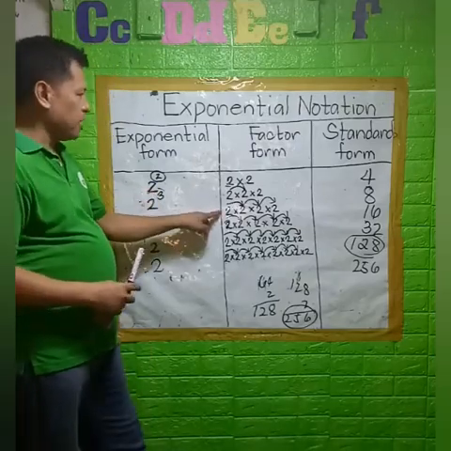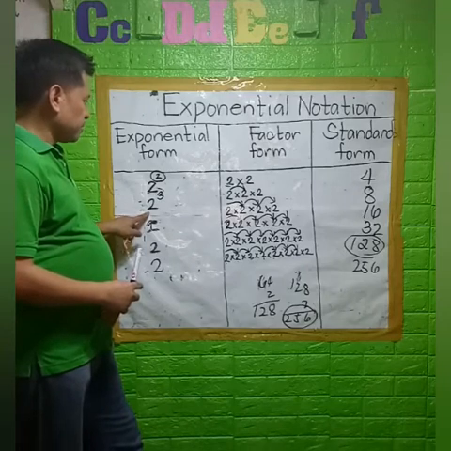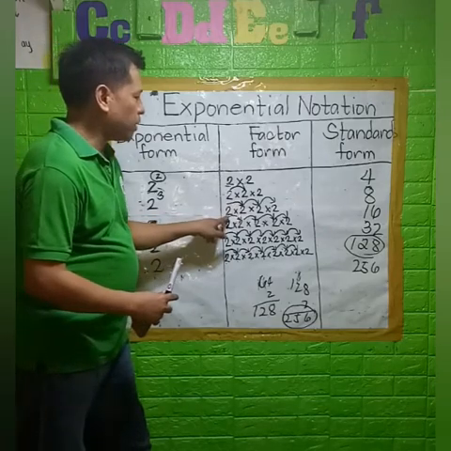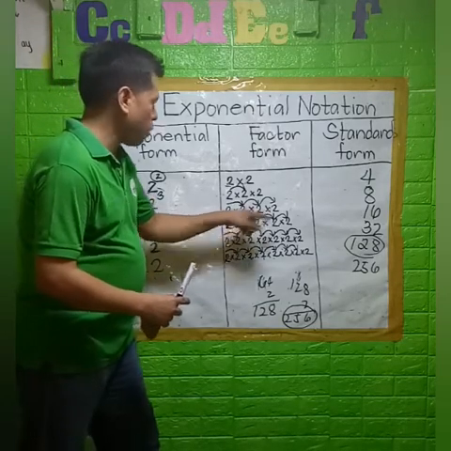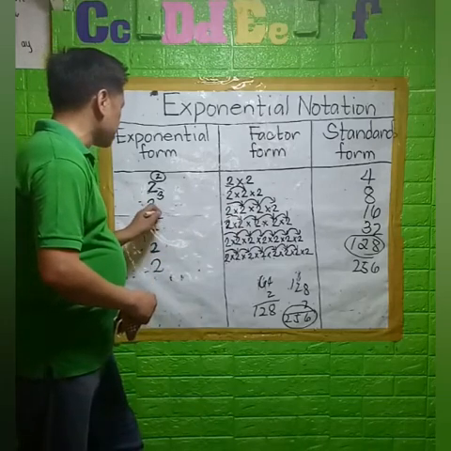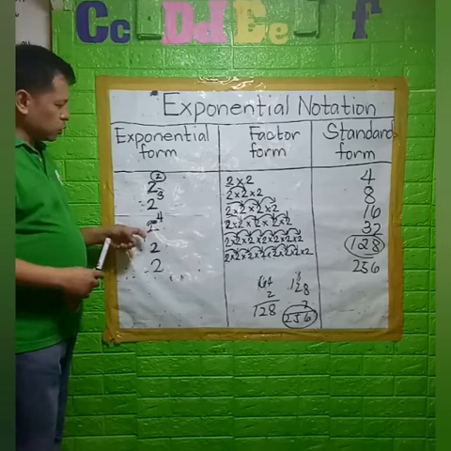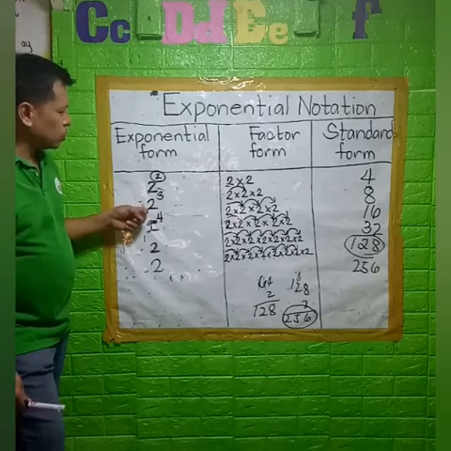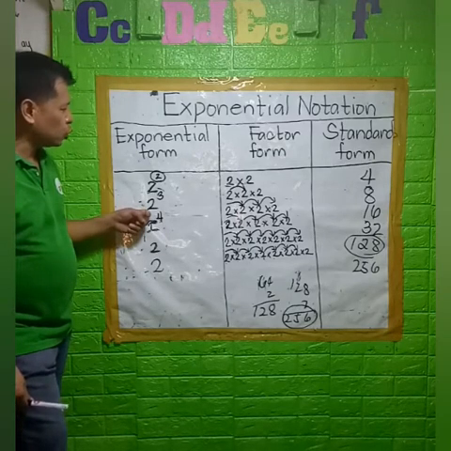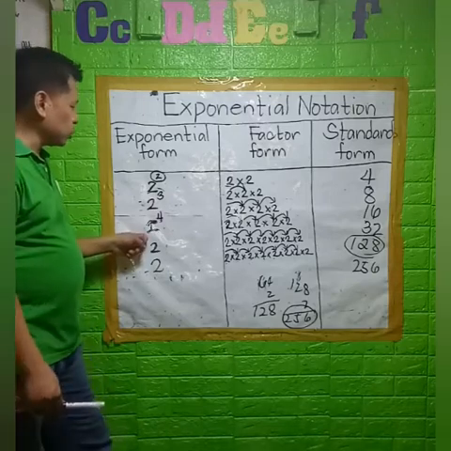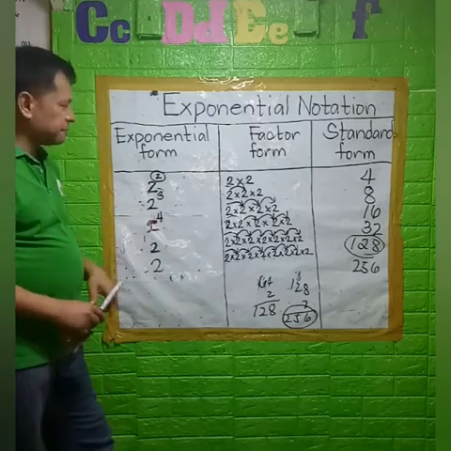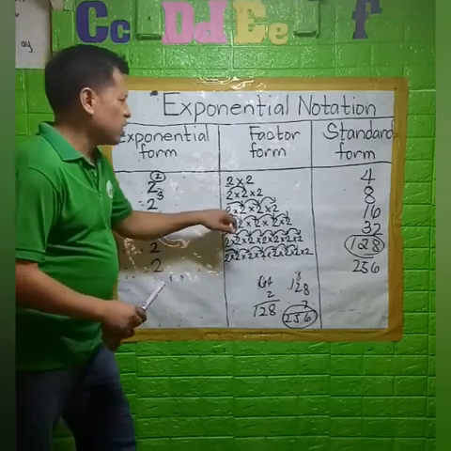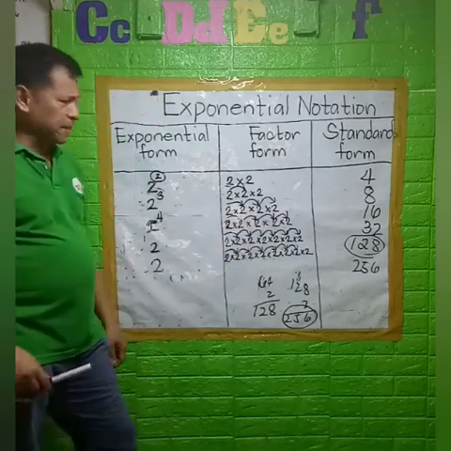Now for the third example, the base again is 2. Then we're going to count how many times we are going to multiply it. 1, 2, 3, 4. So our power or our exponent here is 4. So 2 to the power of 4. Again, by the way, 2 to the power of 3 could be read as 2 cubed. Then we have here 2 to the power of 4. Where did we get this 4? We got it from how many times we multiplied.